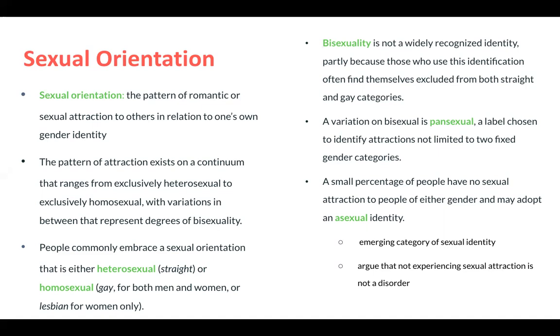A small percentage of people profess to have no sexual attraction to people at all, regardless of gender. And we refer to those people as having an asexual identity. And so this is a fairly emerging category of sexual identity. And people who embrace it are pushing back against the idea that not experiencing sexual attraction is a disorder. It can just be an identity.